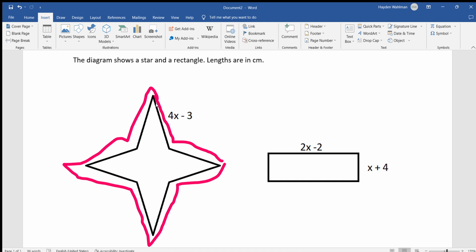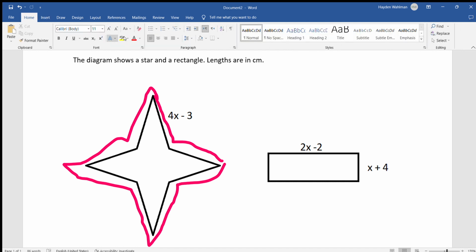And so how many sides are there? Let's count. There's 1, 2, 3, 4, 5, 6, 7, 8. There's 8 sides, so we have to do 4x minus 3. How many times? 8 times, okay?